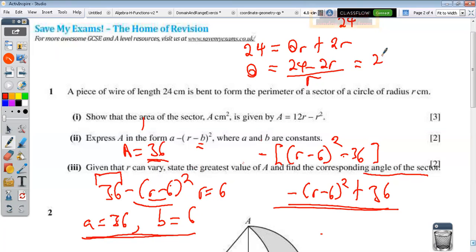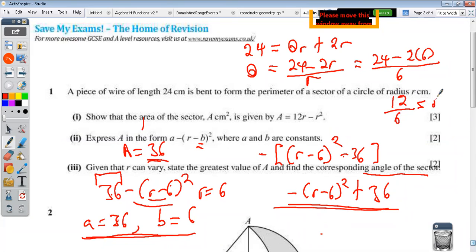So you're saying 24 minus 2 multiplied by 6, divided by 6. So 24 minus 12 is 12 divided by 6, which means it's 2. The angle is 2 in radians. Remember, not degrees. When we are doing this, we are always working with radians, not the degrees.